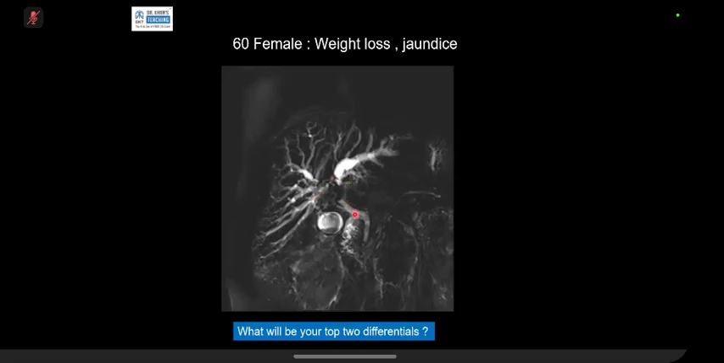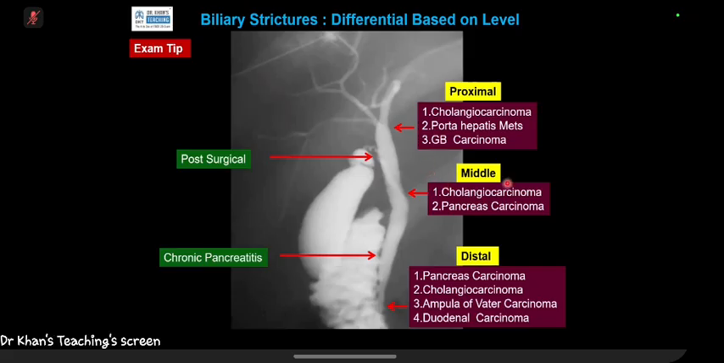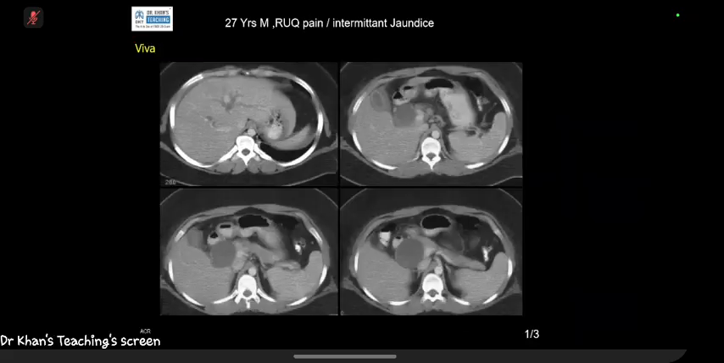Okay, what is your differential? Oh, this is a classical porta hepatis tumor, intrahepatic duct dilatation. So this is Klatskin tumor versus a carcinoma gallbladder. That will be, again, the same concept arises. Okay, new world. And I think this is the end of it, but this is 4 or 5 cases.